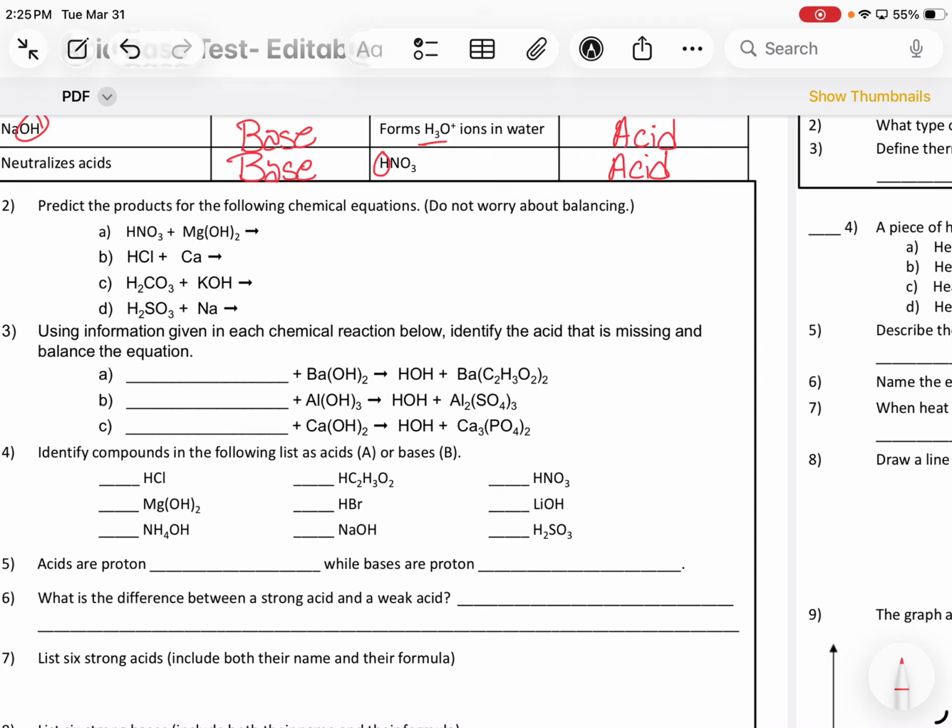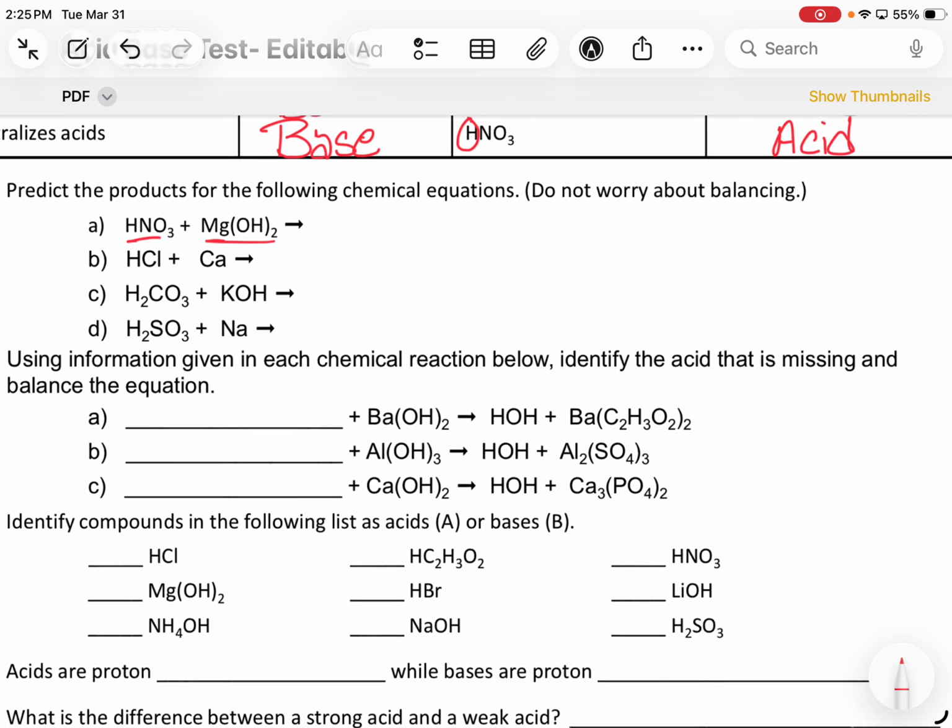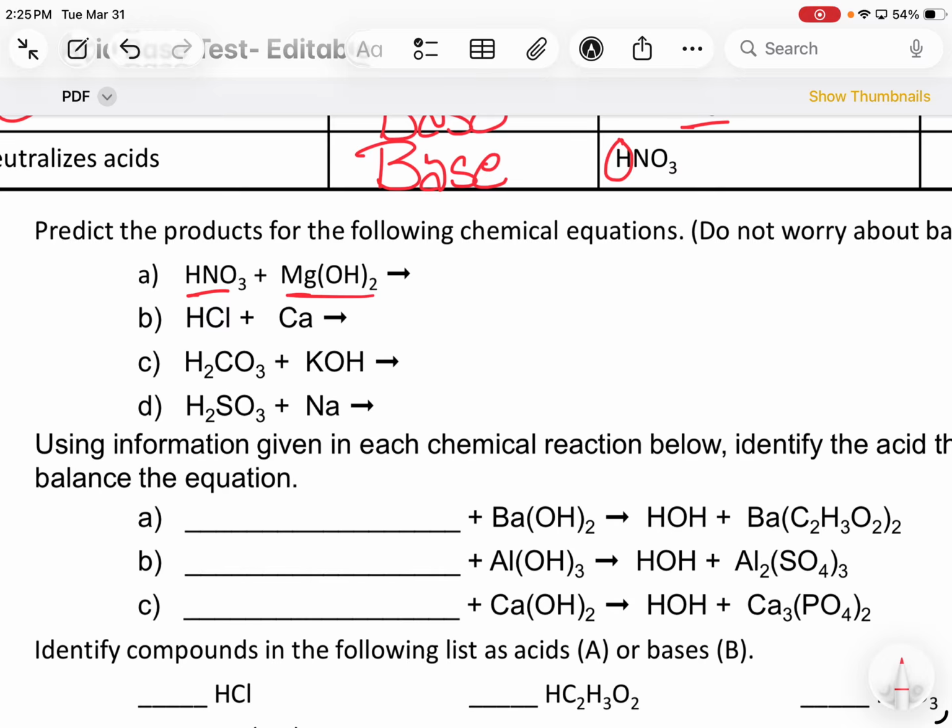Okay, next, number 2. Predict the products for the following chemical equations. Do not worry about balancing. You will not have to worry about balancing on this test. I will give you the answers themselves already, so no worry about that. Note, we have an acid reacting with a base. What is that called? That's called neutralization. Good. In neutralization, what type of reaction is going to take place? It's going to be a double replacement.